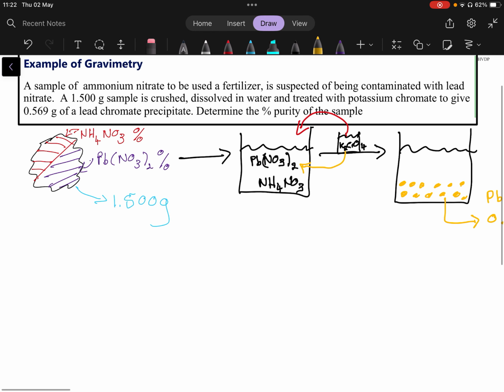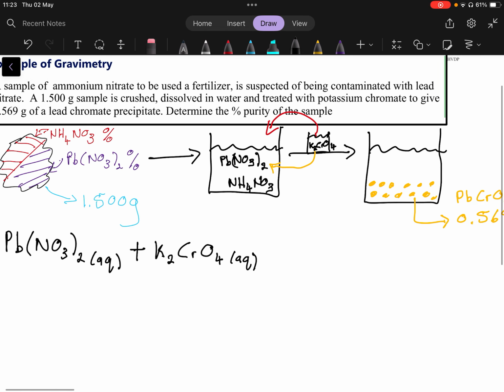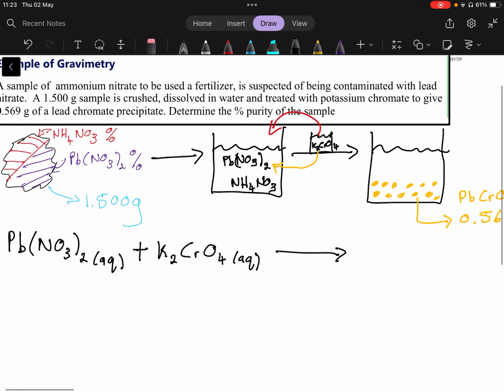Well, it's an exchange reaction of some sort that must have taken place here. So we will have our lead nitrate, the species of interest in the sample, and that is being dissolved. We're told we dissolve the sample, so we know that's dissolved, and salts of nitrates are generally soluble. We then add potassium chromate to that, which is also soluble. We're told the solution of that, and that then reacts to give something.